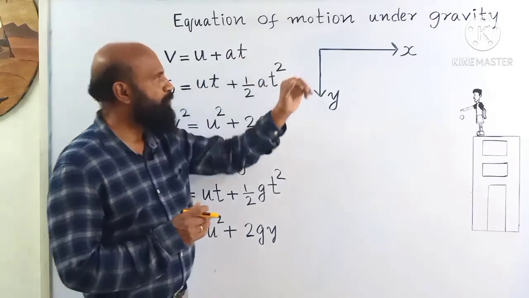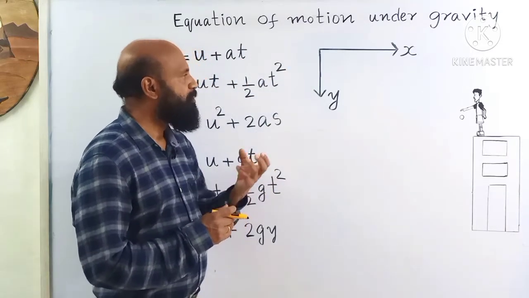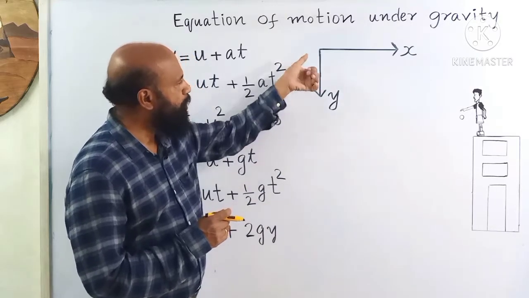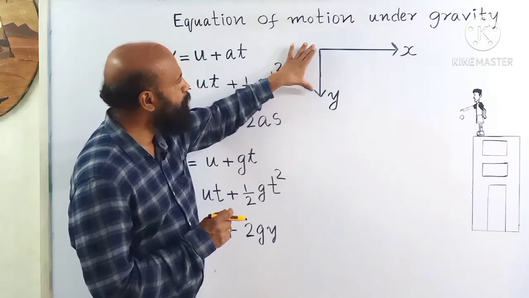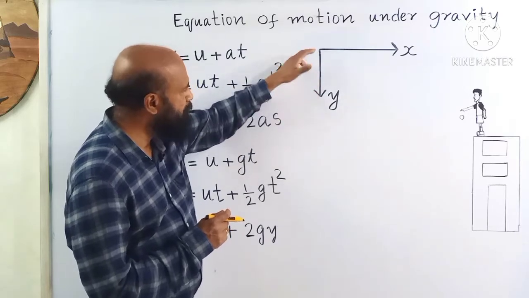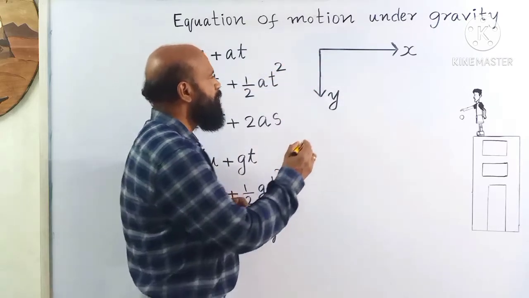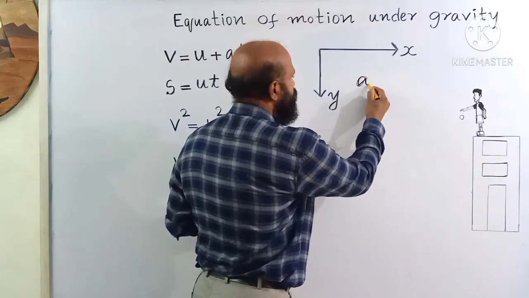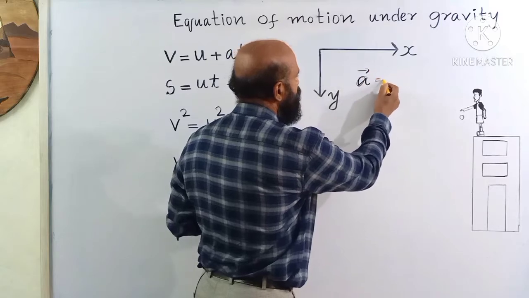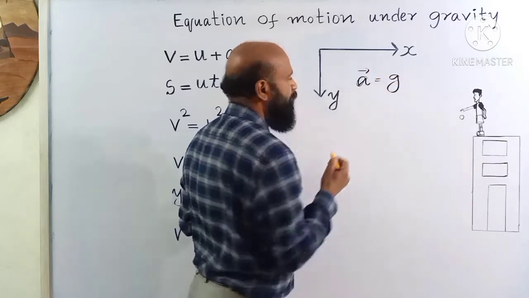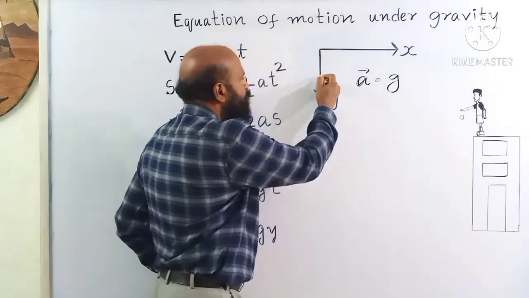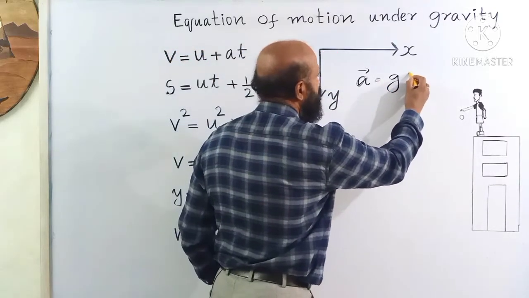Now, equations of motion under gravity. Acceleration due to gravity is acting in the downward direction. So, for convenience, positive y-axis is taken in the downward direction. Then acceleration due to gravity is acting in the downward direction. So, g, since it is along the y-axis, you can write j cap.